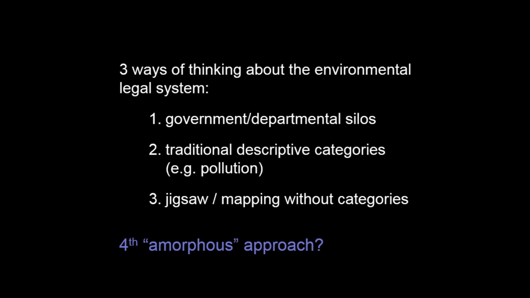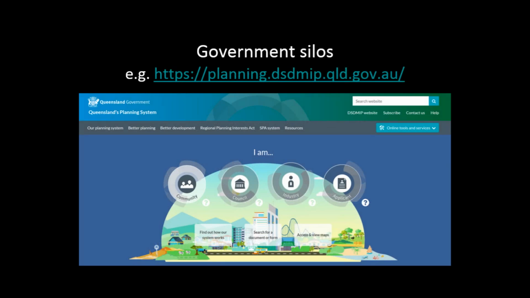So the three main ways that I think people think about, well, it's really the first two that people think about the law, and probably the fourth. So the first one is government or departmental silos. So you see them all the time. You go onto any website, like there's this great website I'm sure many people are familiar with for the planning system in Queensland. Really good website, well constructed, lots of information, huge amount of detailed information. But you look there for links to, say, fisheries laws or ozone depletion laws or any range of other things other than planning, and you won't find them.